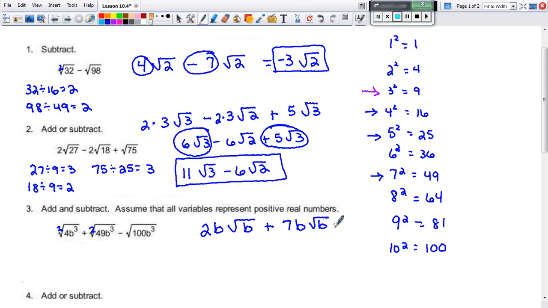And then a minus sign. The square root of 100 is 10. And for my b's, 2 goes into 3 one time with 1 left over. So all of these are b's times the square root of b. So you just add the numbers in the front. So 2 plus 7 is 9. 9 take away 10 is negative 1. So negative 1b times the square root of b is the answer for that one.